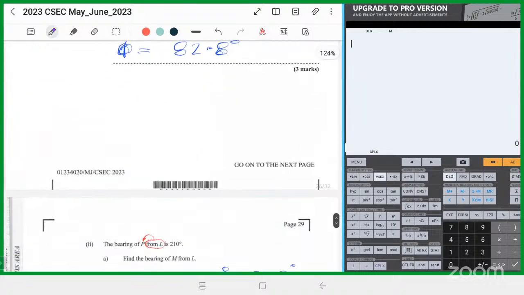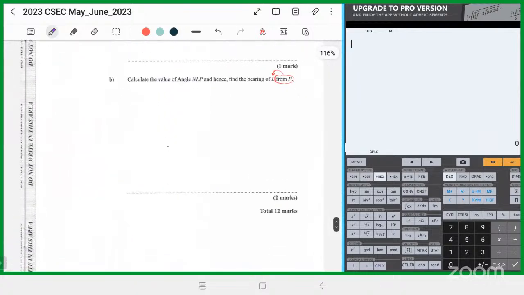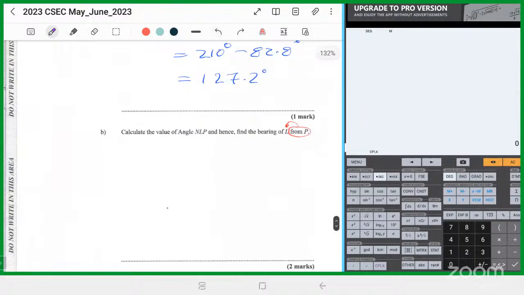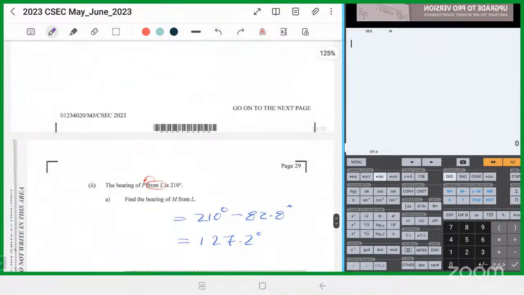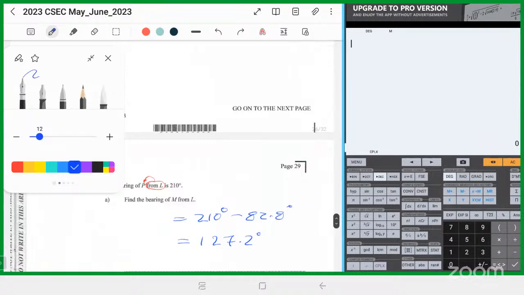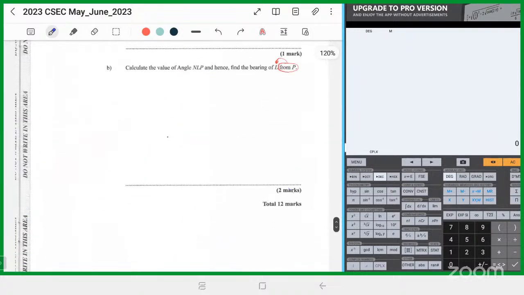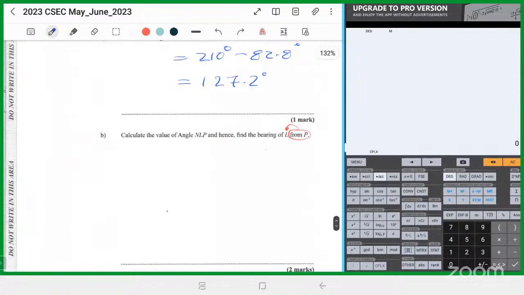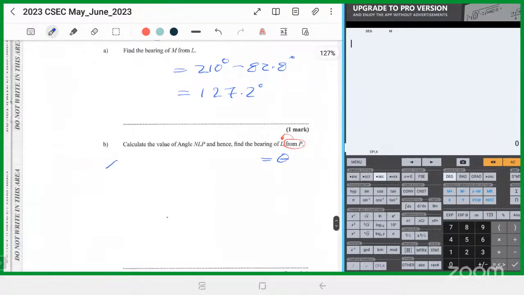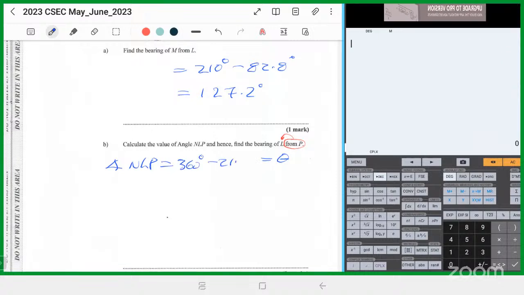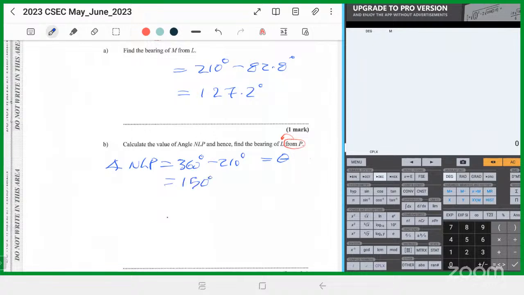Use that to tell the bearing from P to L. Bearing from P to L, let's call it something on the diagram. So just calculate the angle I want. 360 minus 210, which will give 60 degrees. I don't want 30, you know.